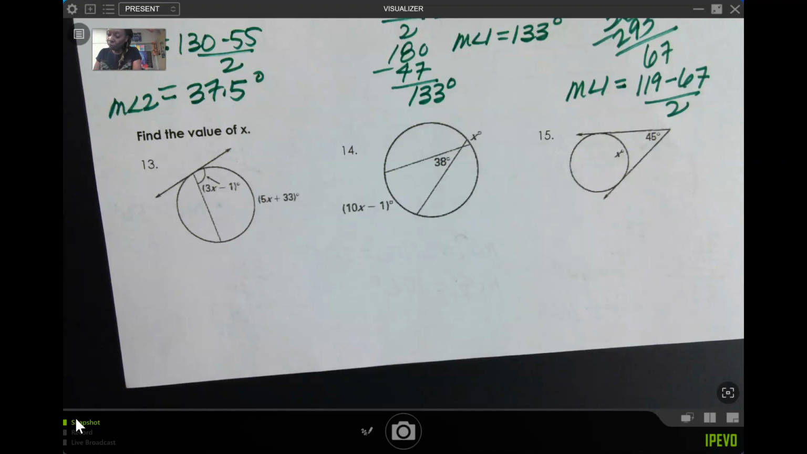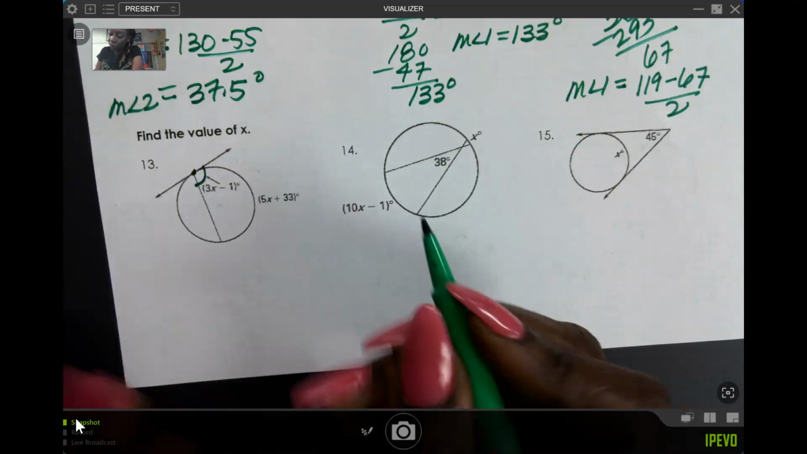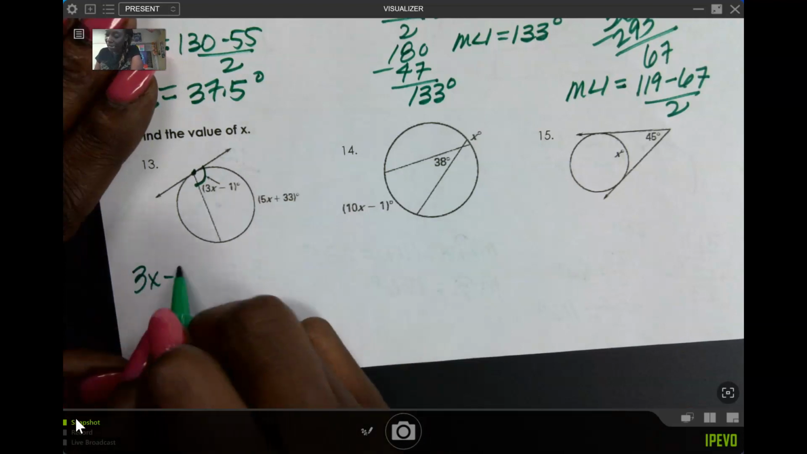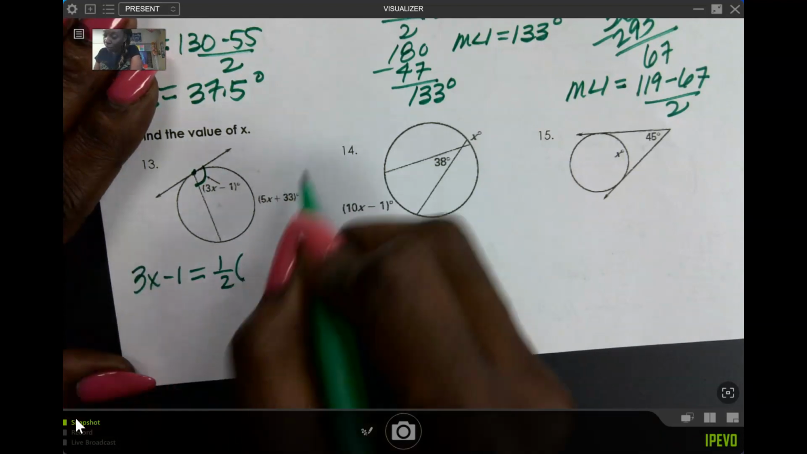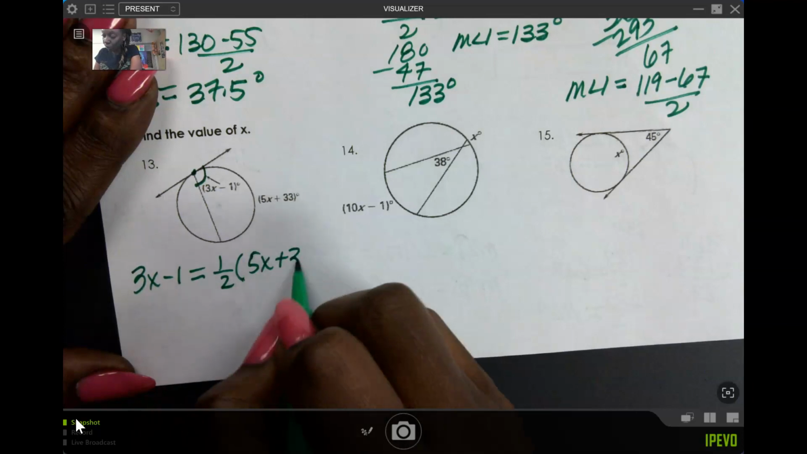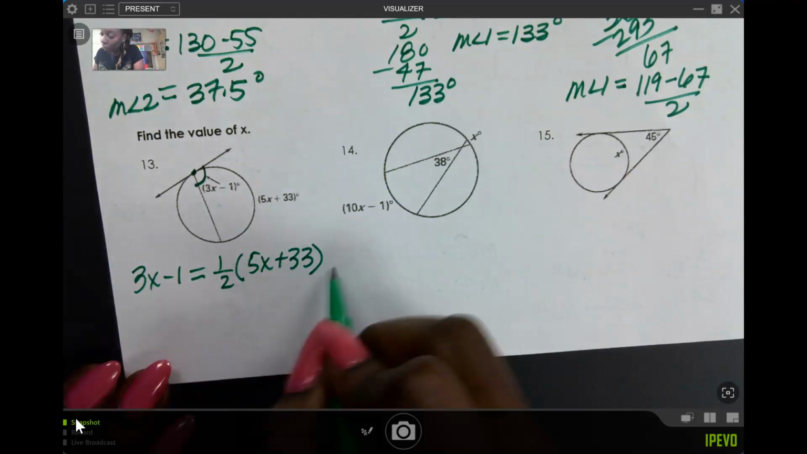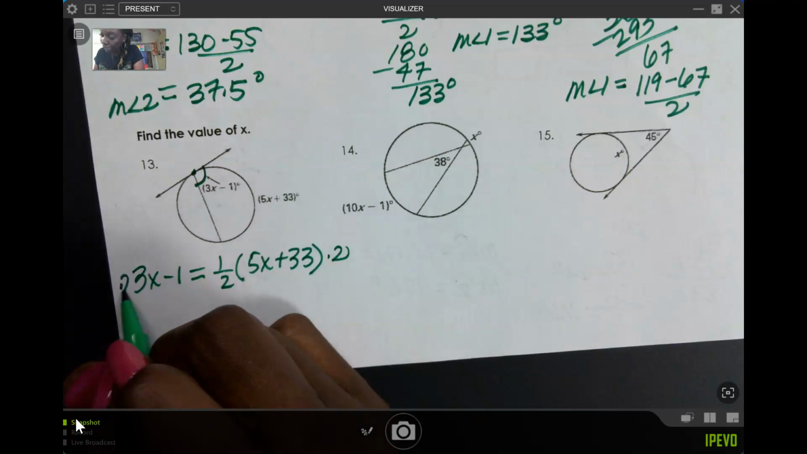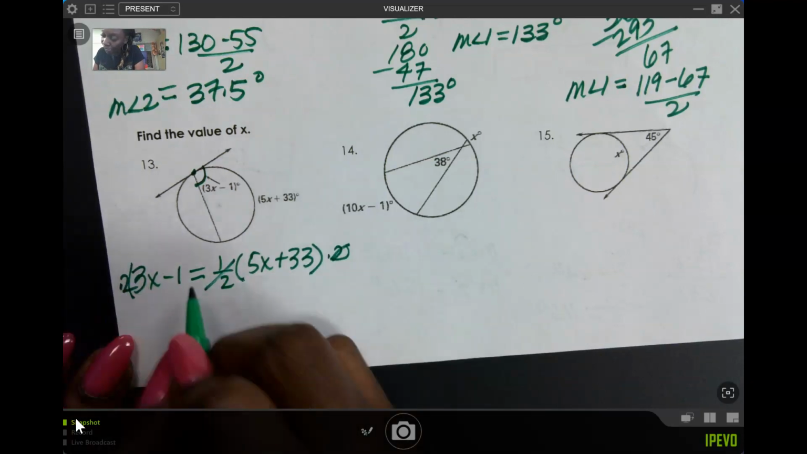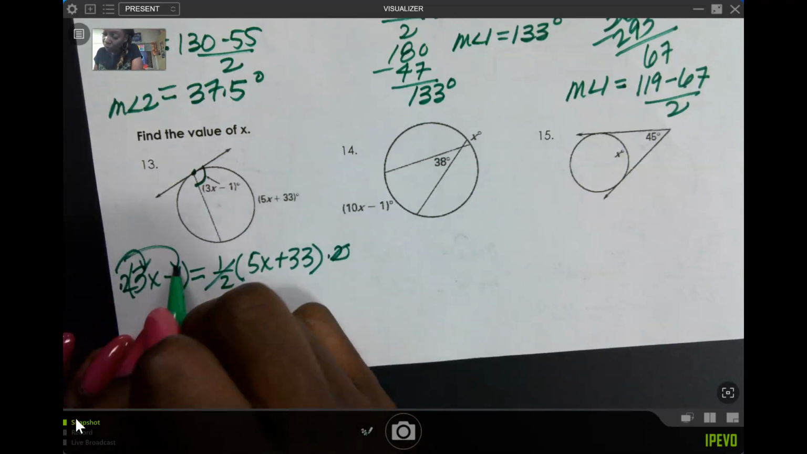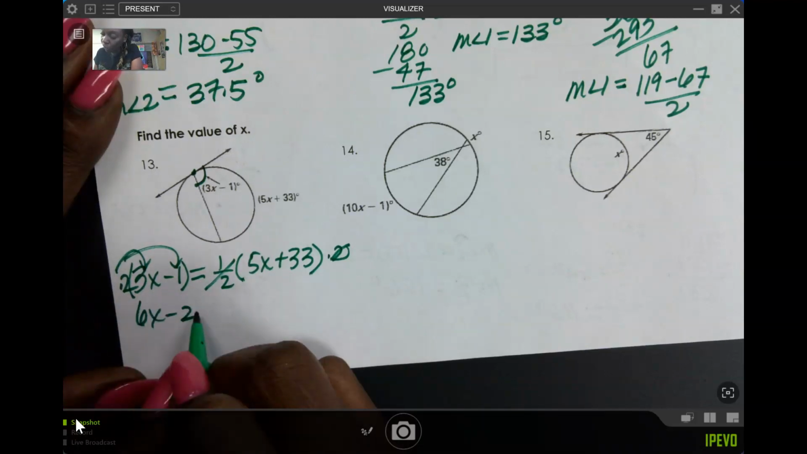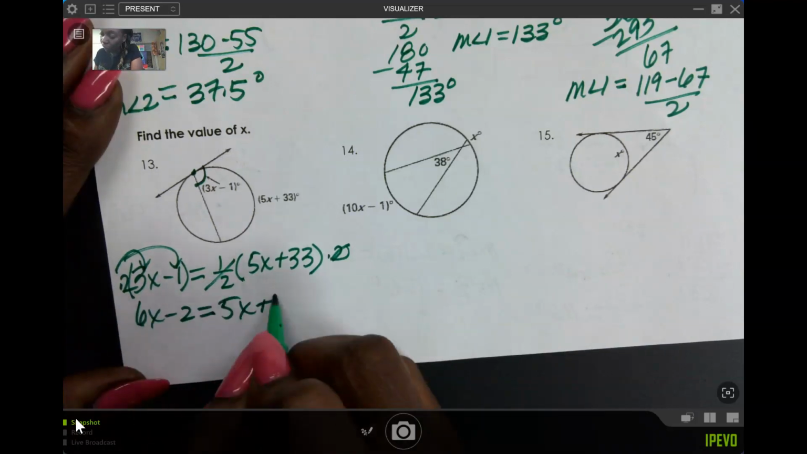So if this is 3x minus 1 and this was an inscribed angle, then we got 3x minus 1 by taking half of 5x plus 33. That's how that works. So I'm going to multiply both sides by 2. That cancels, and that is the distributive property. So that's going to be 6x minus 2 equals 5x plus 33.